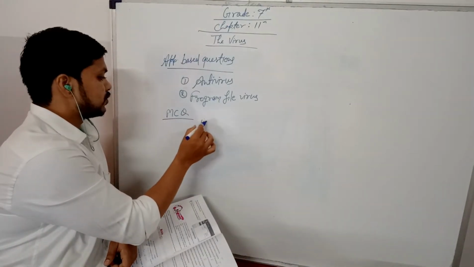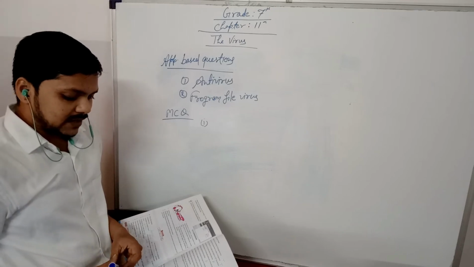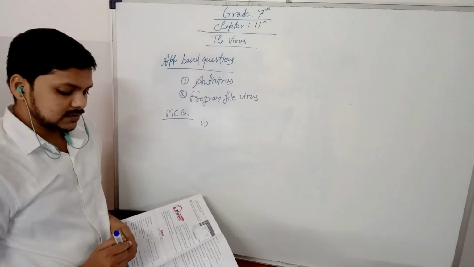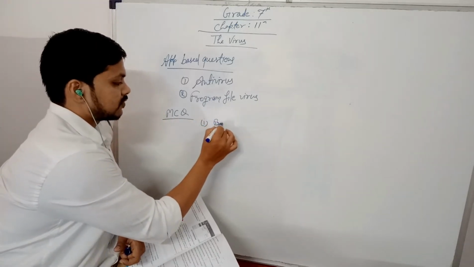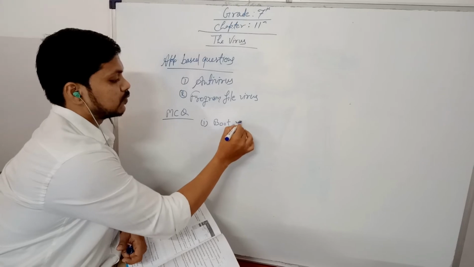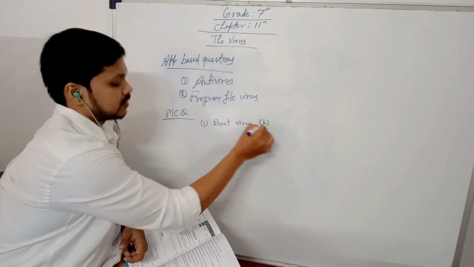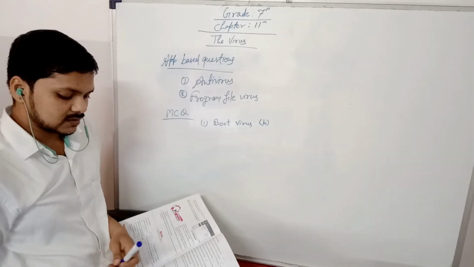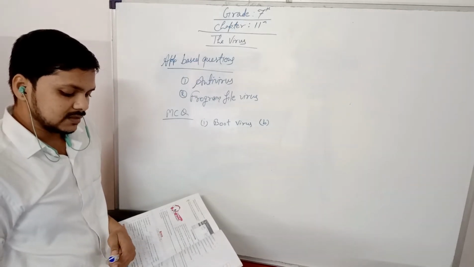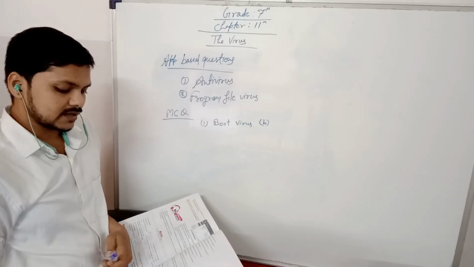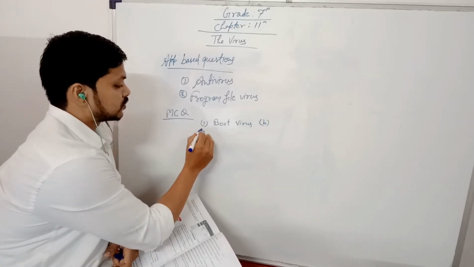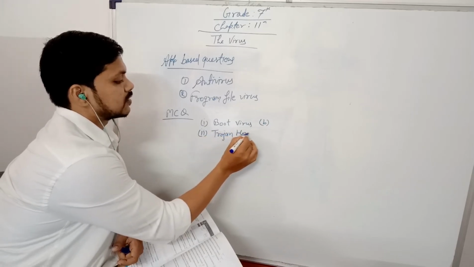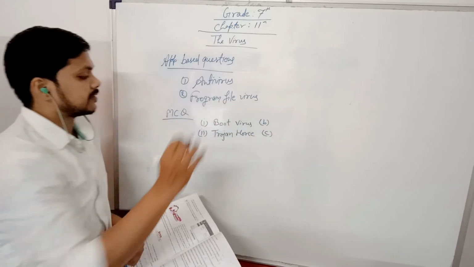So first MCQ is, which virus infects the boot record or master boot record? That is boot virus. So answer for first is boot virus, that is B option. Next, second is, which virus is named after the wooden horse used by the Greek army to conquer the city of Troy? That is called Trojan horse. So second is, you write Trojan horse, and it is C option for second.